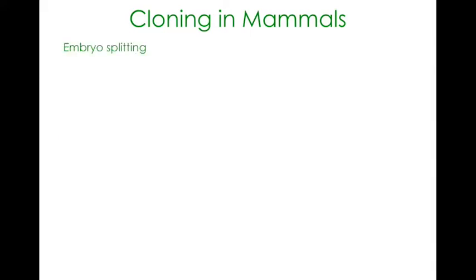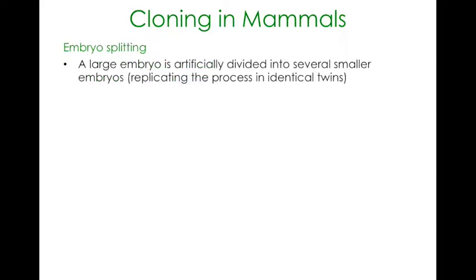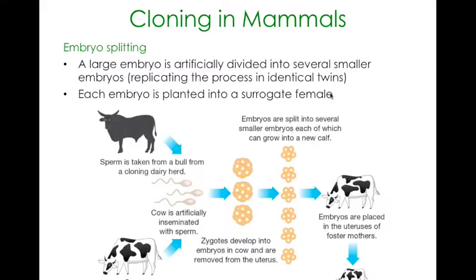The first one is called embryo splitting. Now, this is kind of like cloning, but also kind of not like cloning. Embryo splitting is when you've got a large embryo and you divide it into smaller embryos. It's basically the same process that produces identical twins, except you're using it in livestock and things like that. Each embryo that's been split up is planted into a surrogate female, a female that wasn't the original mother, and then it's grown into a full-grown offspring.